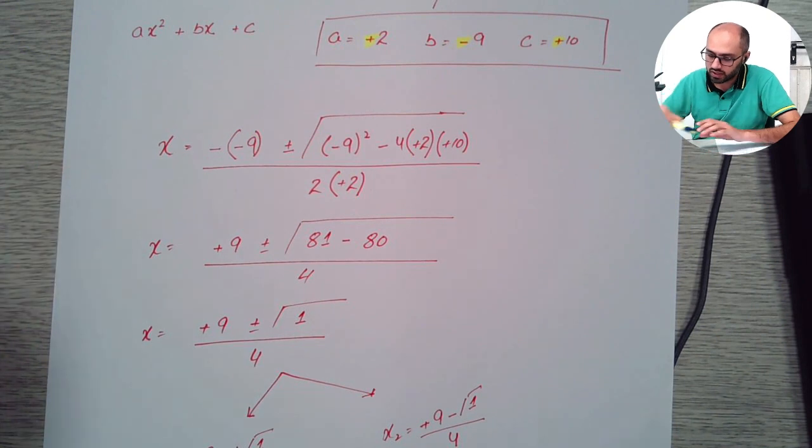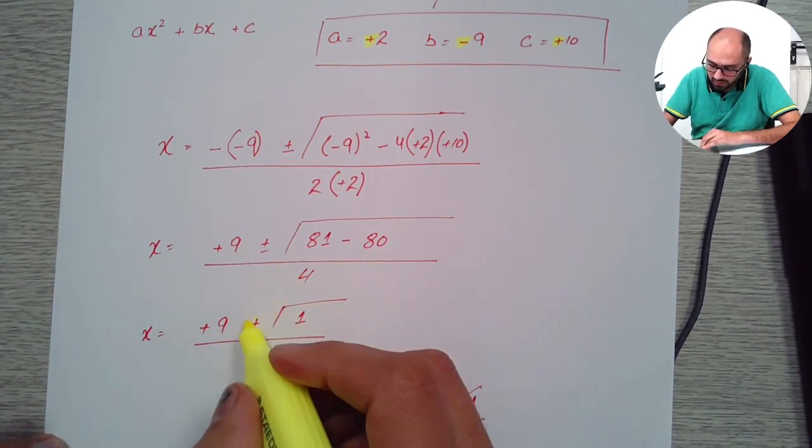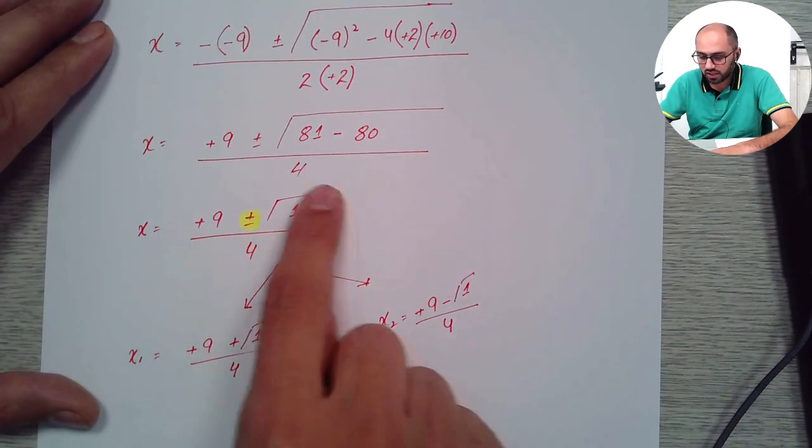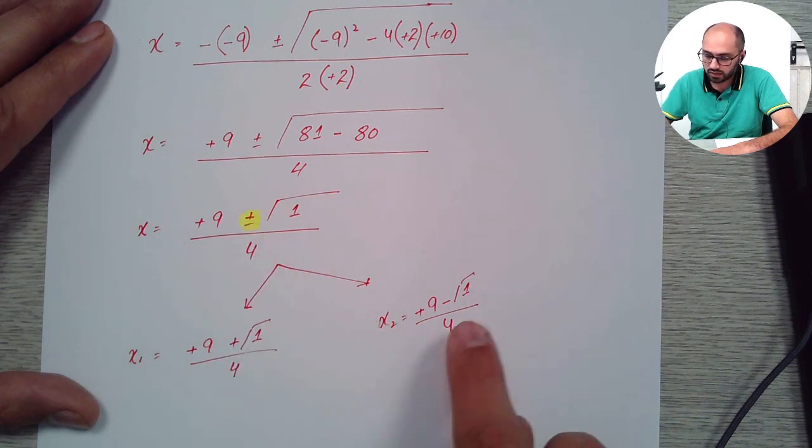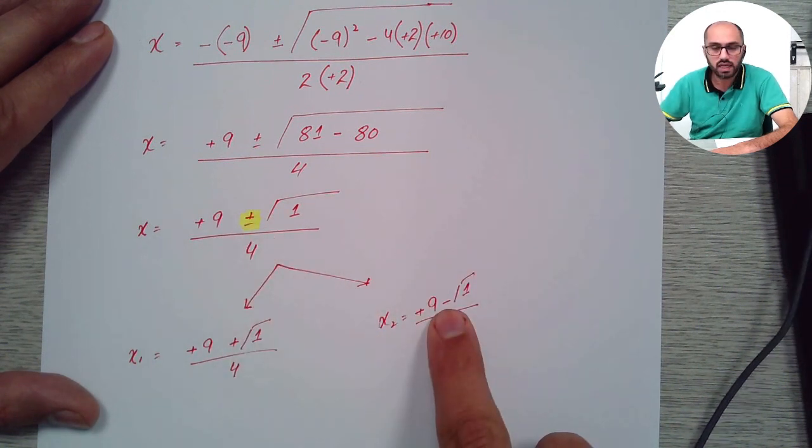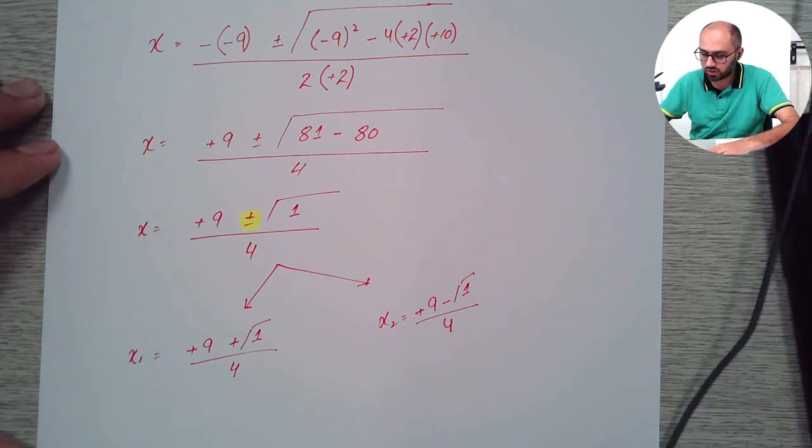So what I've done here is I had plus and minus here. So the first time I wrote this expression with only positive sign here. Second time I wrote the same expression with negative sign. Once you've got that, you just have to solve it.